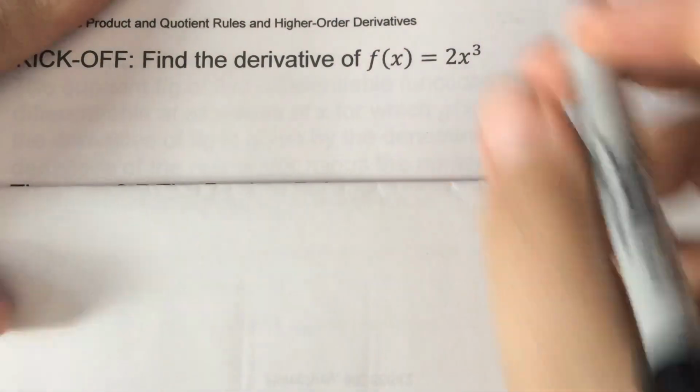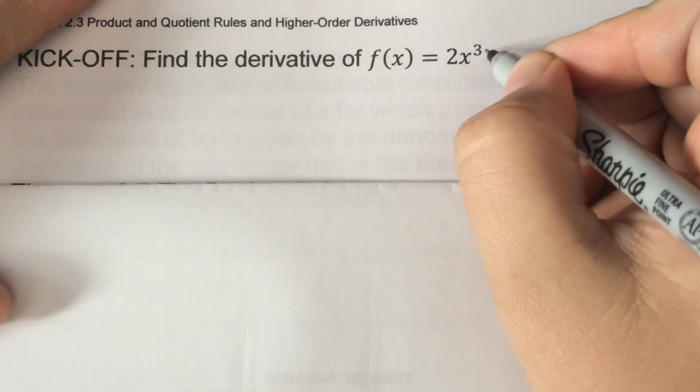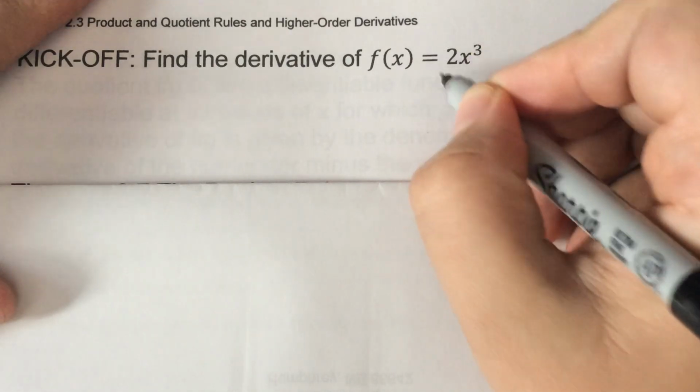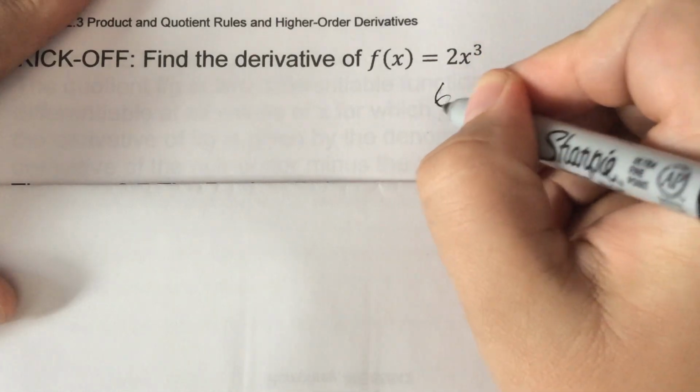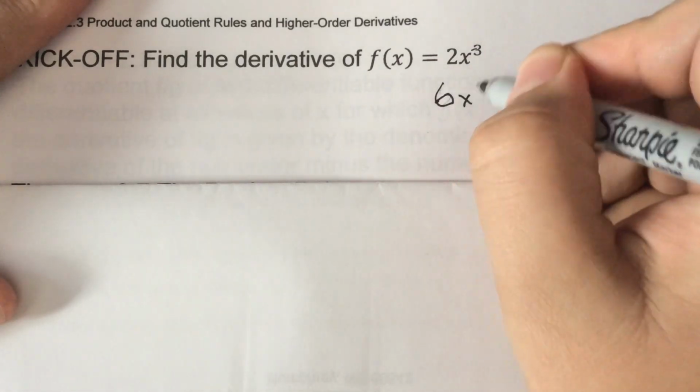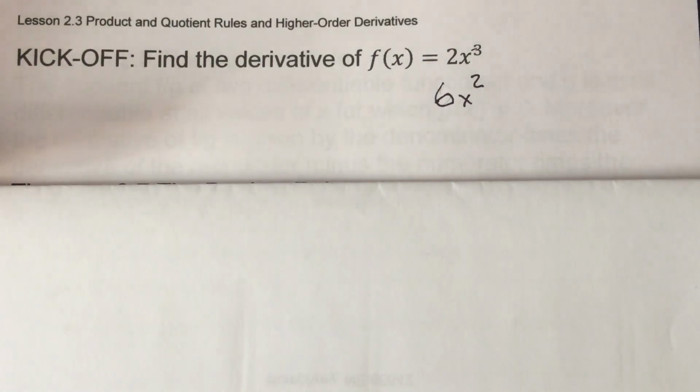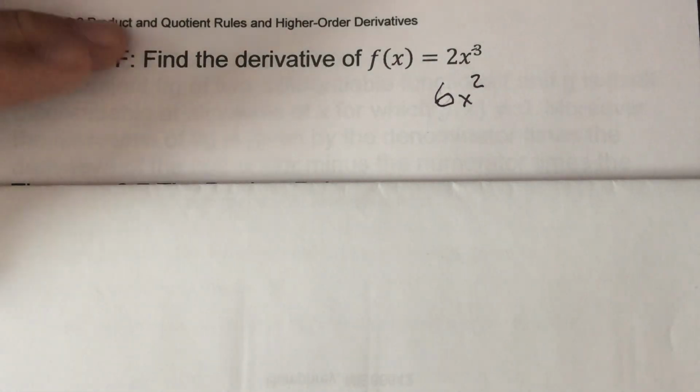Remember, we have our power rule, which says we're just going to take the exponent, that times anything in front, to make this a 6. We subtract 1 so that our new exponent is now 2. So derivative of 2x to the third goes to 6x squared.